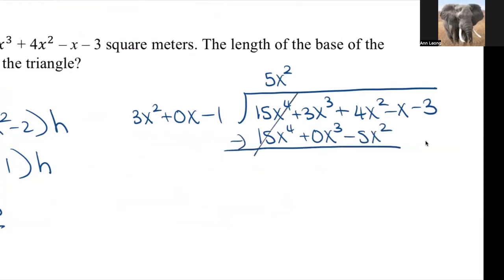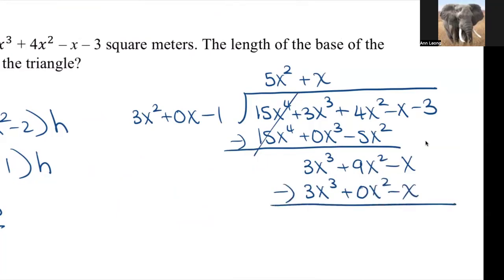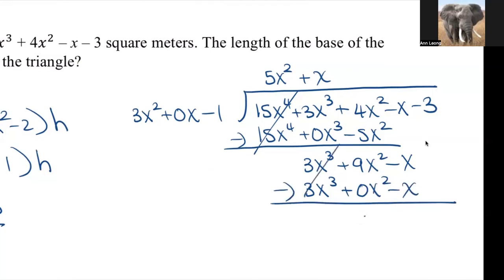Subtract. We get 3x cubed plus 9x squared, because we're subtracting, of course. And then I get plus x. So 3x cubed plus 0x squared minus x. That goes to 0. So 9x squared. Did I forget to bring down the 3? Sorry, 9x squared plus 0x. Oh, sorry, there's my minus 3. I bring down the minus 3.